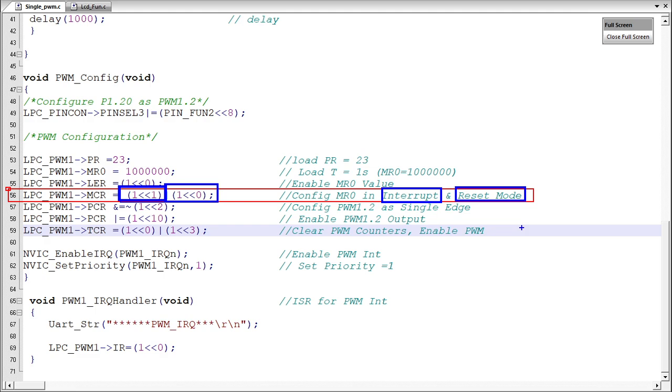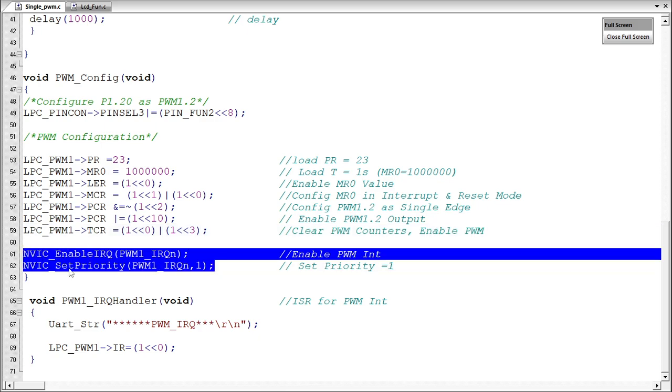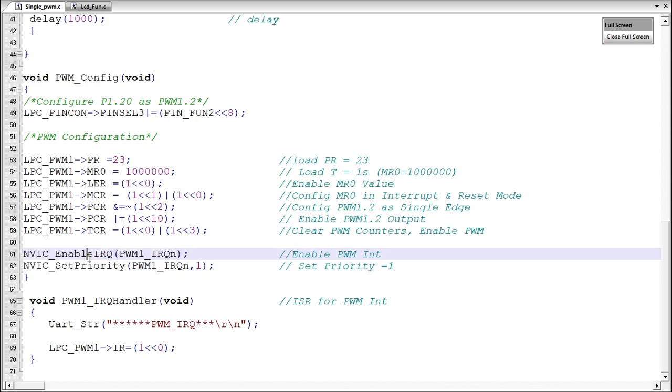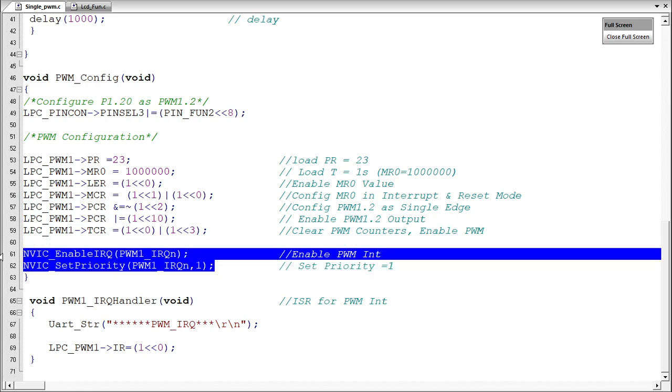So this is one important thing to configure PWM in interrupt mode. And the second important thing is, as usual, NVIC configuration. We have to enable the interrupt from NVIC as well. Here you can see NVIC enable IRQ, and then enable PWM interrupt, and then set some priority to your PWM. So these two statements will configure your NVIC. So this is the second point we have to know.